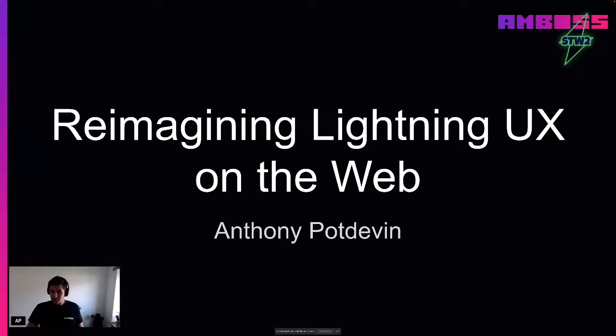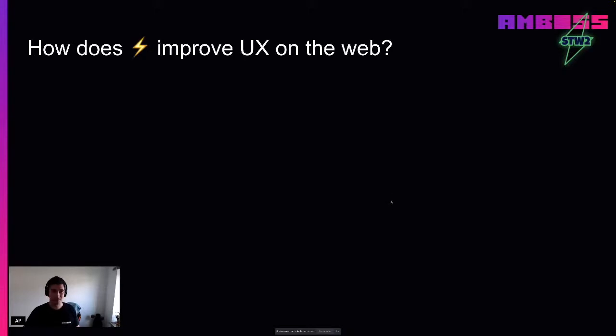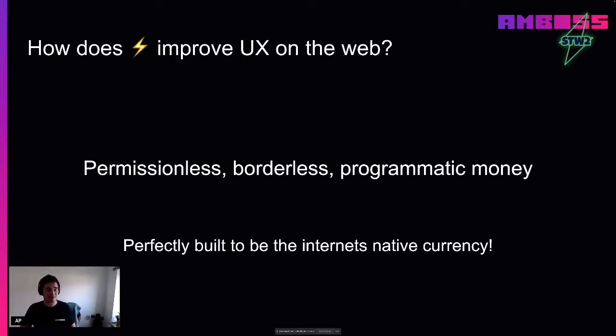Okay, so how does Lightning improve UX on the web? And for this, we all know that Lightning or Bitcoin is permissionless, borderless, programmatic money, right? And this makes it perfectly built to be the internet's native currency.